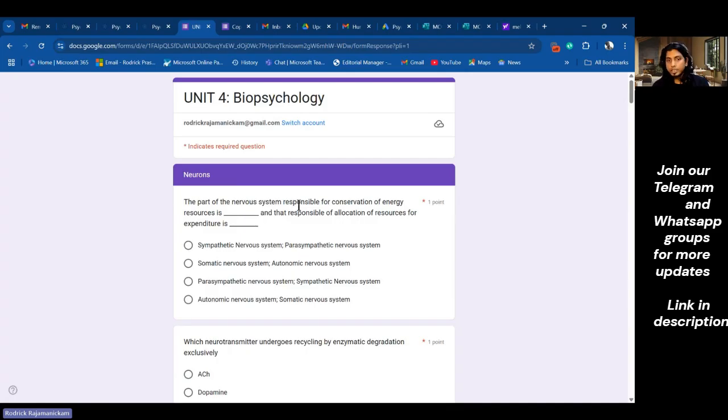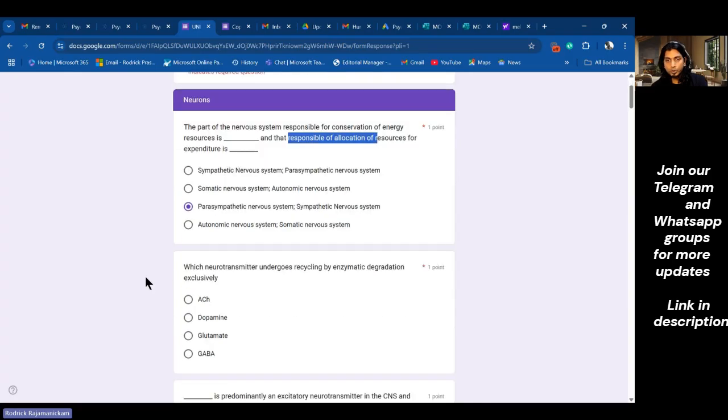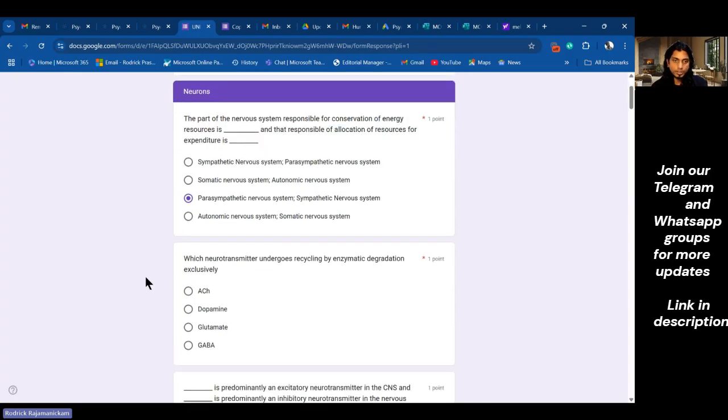So the part of the nervous system responsible for conservation of energy, basically by relaxation, is parasympathetic. And those for allocation of resources to expend energy is sympathetic. We already know this, so it's pretty simple. We're not going to get information from the slides for this.